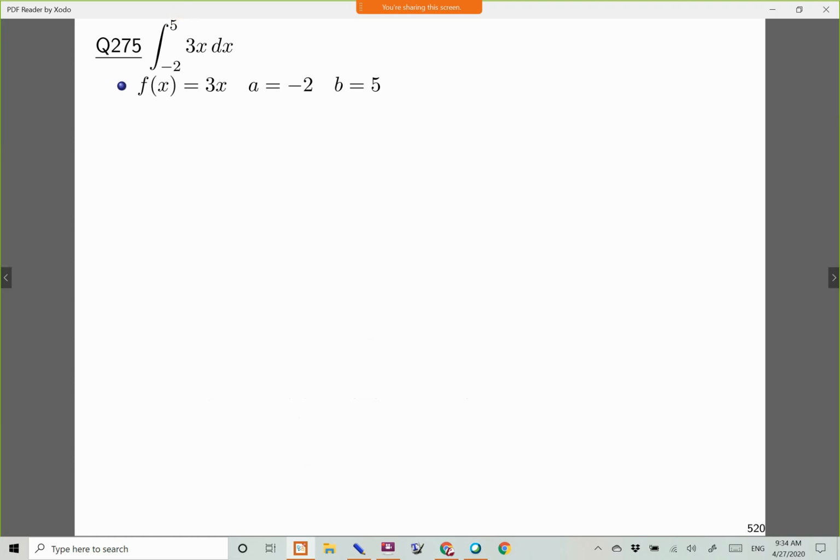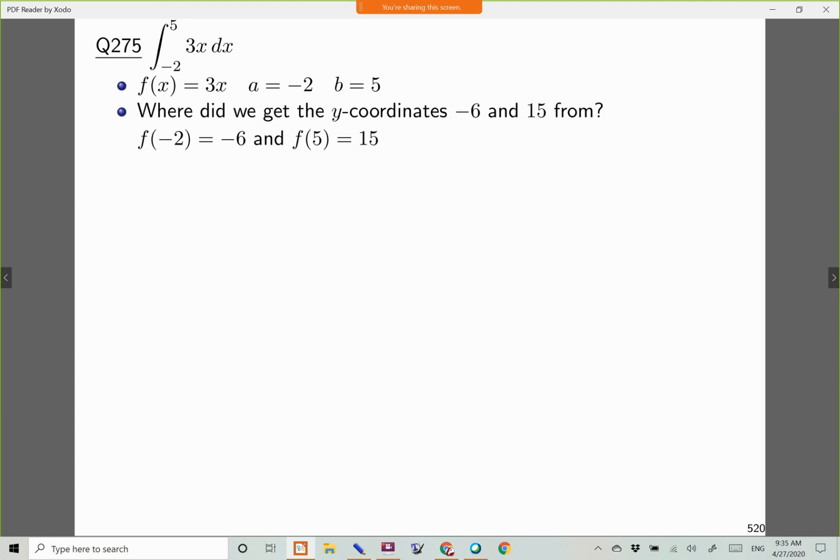So let's draw a picture. By the way, just to preempt a question that people will probably ask: where did you get the y coordinates of -6 and +15? Well, if you plug in this x value of -2, you'll get -6, and if you plug in the other x value of 5, you'll get 15. So the y coordinates you're going to see in the picture in a moment, -6 and +15, come from applying the two x values to the function.